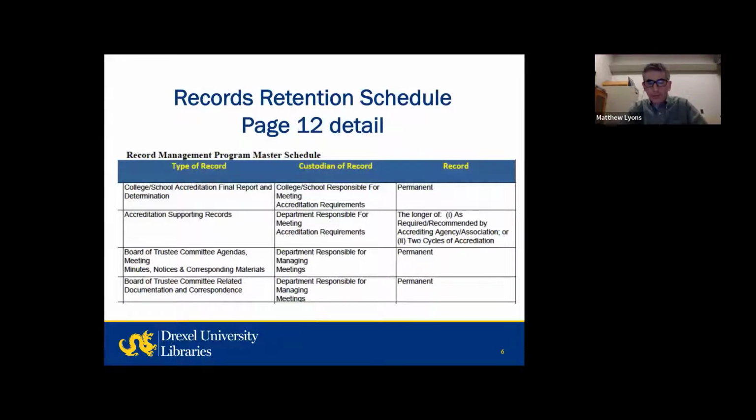This is some more examples, and this is from the corporate and governance general category. Here we see on line 1 that a college's accreditation final reports and terminations are to be kept permanently, while the accreditation supporting records on the next line are to be kept either for the length of time stated by the accrediting agency or for 2 accreditation cycles, whichever is longer. In both cases, the custodian of record is the unit that's responsible for meeting the accreditation requirements.